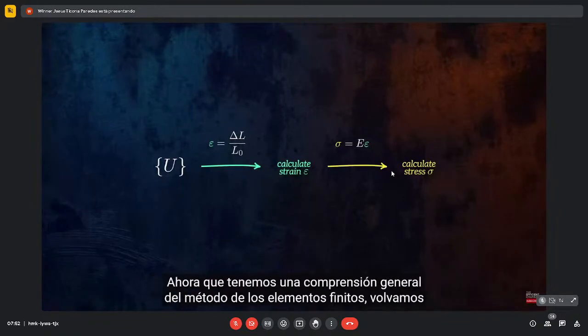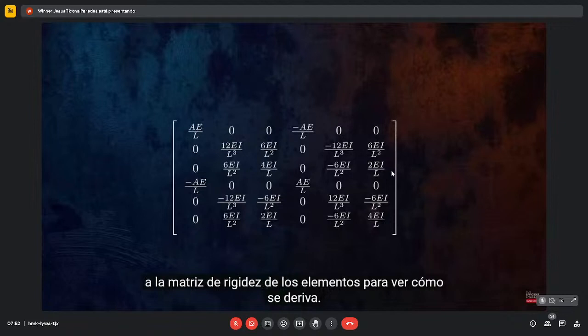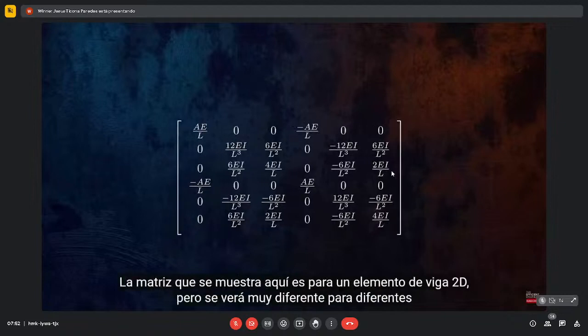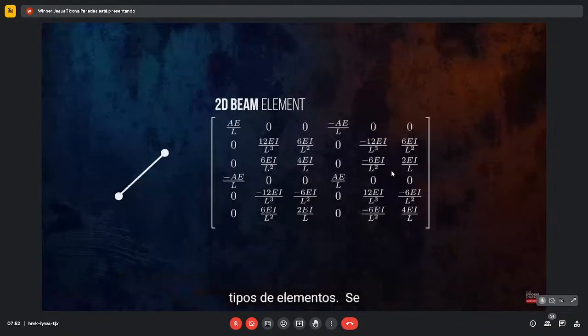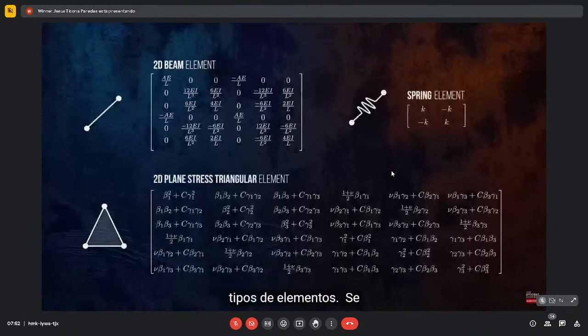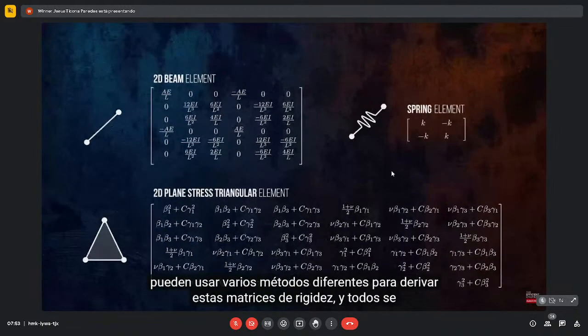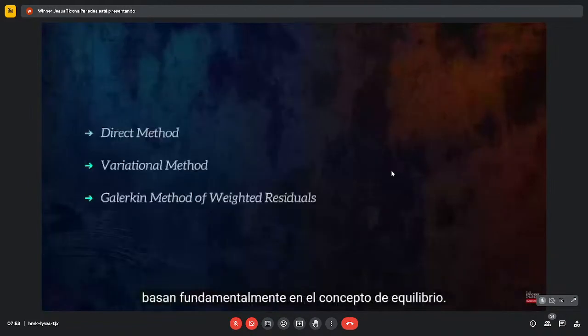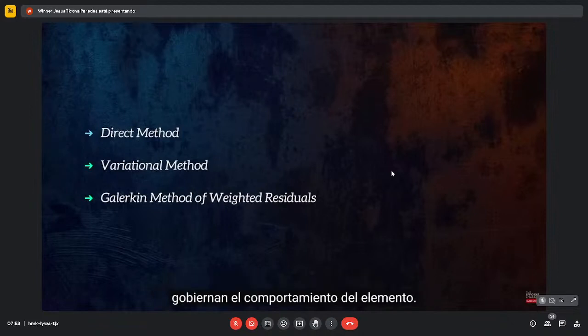Now that we have an overall understanding of the finite element method, let's return to the element stiffness matrix to see how it's derived. The matrix shown here is for a 2D beam element, but it will look very different for different element types. Several different methods can be used to derive these stiffness matrices, and they are all fundamentally based on the concept of equilibrium.